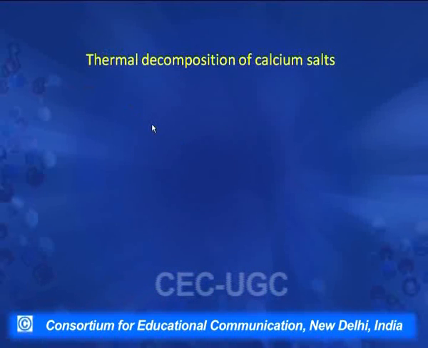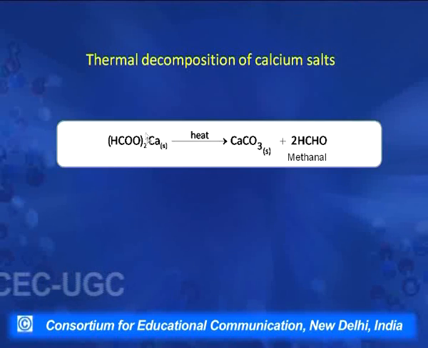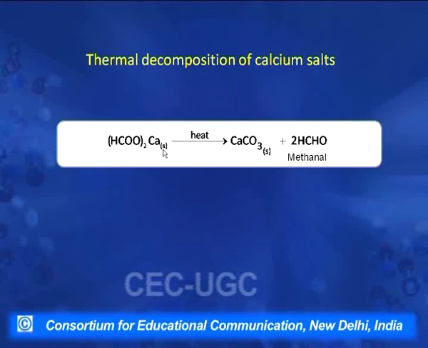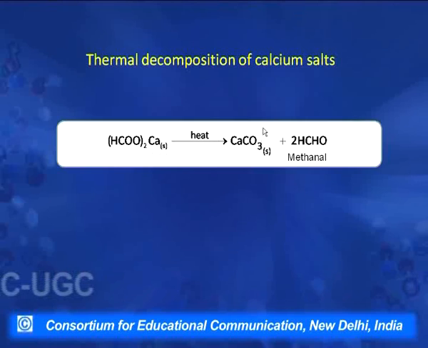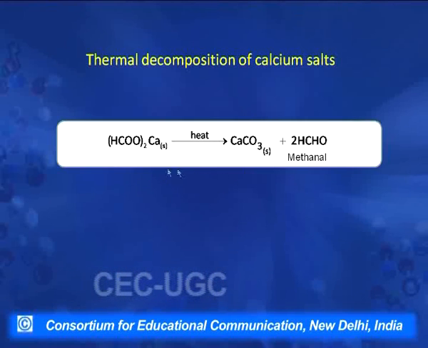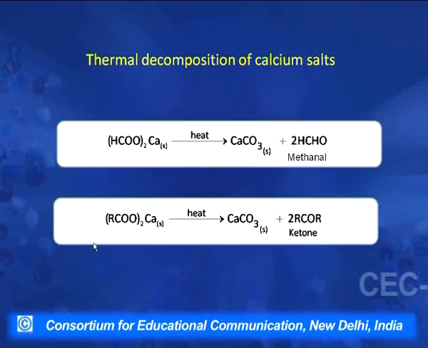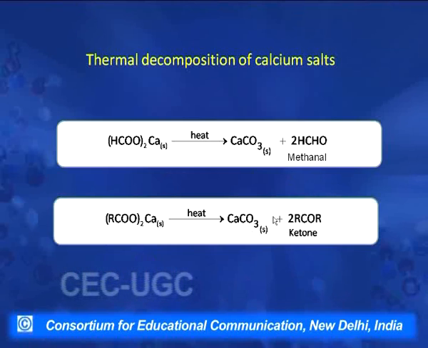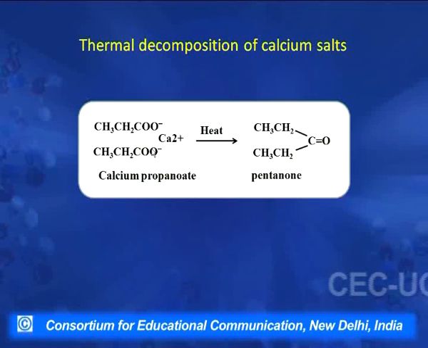Then thermal decomposition of calcium salts. Calcium salts of carboxylic acids also decompose on heating, and 2 molecules of the acid basically, because calcium has a valency of 2+, so 2 carboxylate anions are present along with 1 calcium ion, and they lose a molecule of calcium carbonate, and say in this case methanal is obtained, a formaldehyde is obtained. But if it is any other acid, then its calcium salt on heating will give a ketone. This can be used as a method for the preparation of ketones also, and let me explain how it occurs.